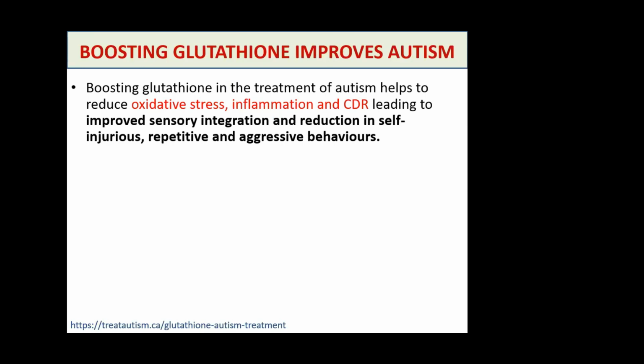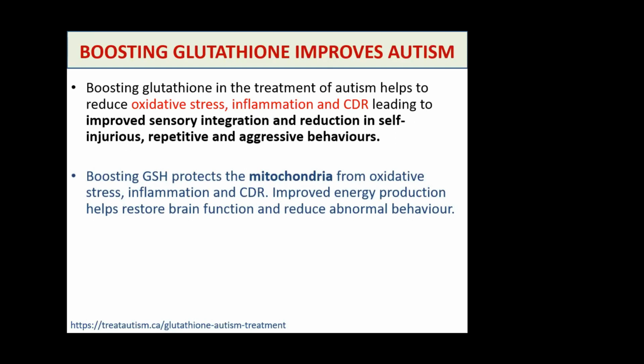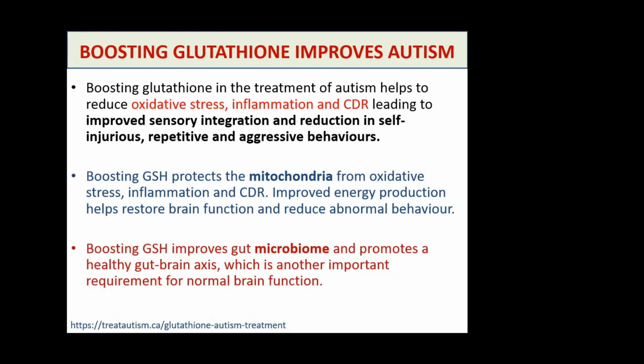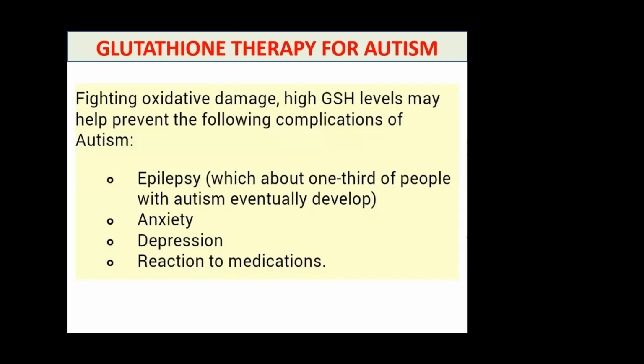So boosting glutathione in the treatment of autism helps to reduce oxidative stress, inflammation, and the cell danger response, leading to improved sensory integration and reduction in self-injurious, repetitive, and aggressive behaviors. Boosting glutathione protects mitochondria from oxidative stress, inflammation, and CDR, and improved energy production helps restore brain function and reduce abnormal behavior. And boosting glutathione improves gut microbiome and promotes a healthy gut-brain axis, another important requirement for normal brain function.